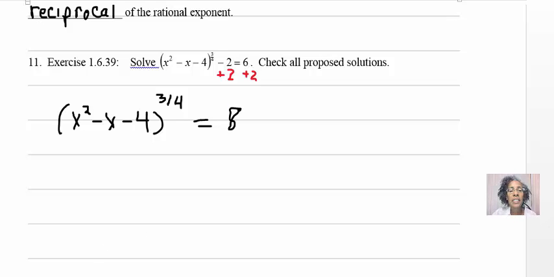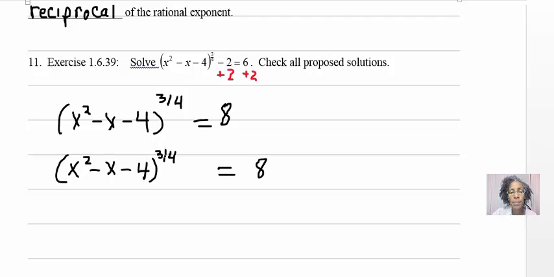And so the process is, now that I have the expression with the rational exponent isolated, now the process involves me applying the reciprocal of this rational power to both sides of the equation. So the reciprocal of 3/4 is 4/3. So I raise both sides of the equation to the 4/3 power.